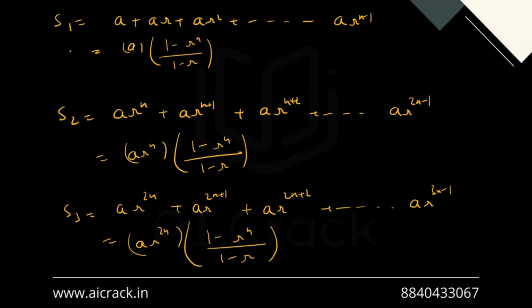And now if you look at S1, S2, S3 carefully, you can see that S1, S2, S3 are also in GP with the common ratio of R raised to n, right? In this case, we have A. In this case, we have AR raised to n. In this case, we have AR raised to 2n. Basically, everything is common, but one thing which is getting multiplied over here is R raised to n. So the common ratio is R raised to n. So S1, S2, S3 are also in GP.